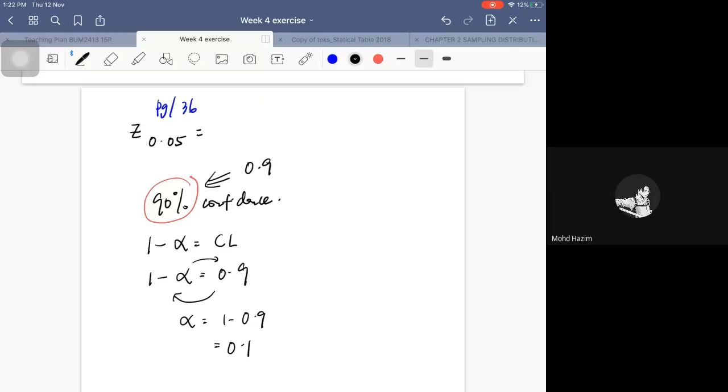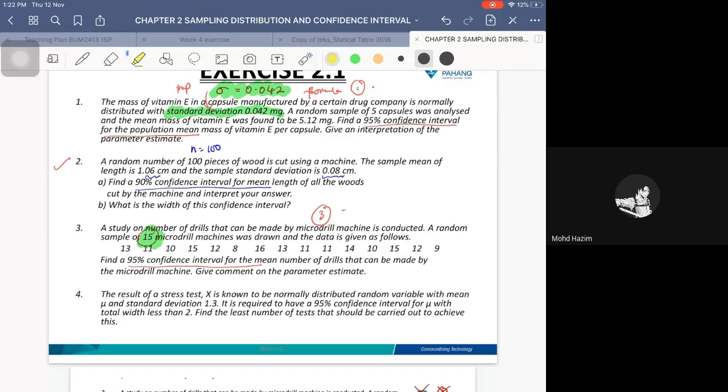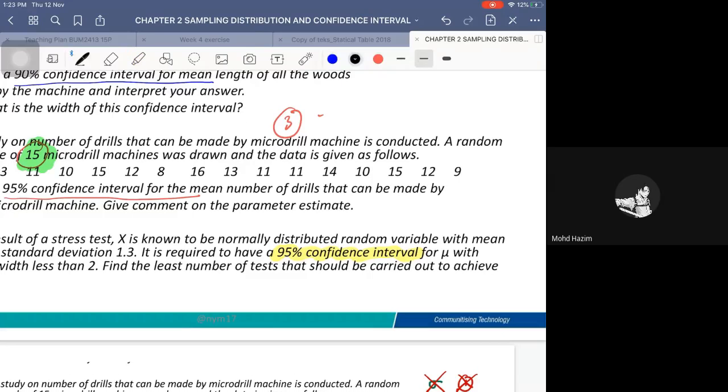And if you notice in one of the questions over here, instead of 90 it says 95% confidence interval. So what happens when you have a 95% confidence interval? It will be the same idea. 1 minus alpha is going to equal 95%, so that is going to be 0.95. So my alpha value is going to equal 1 minus 0.95, which is 0.05. So basically, it depends on the value given over here. That will be your confidence level. Right, so does that answer your question?